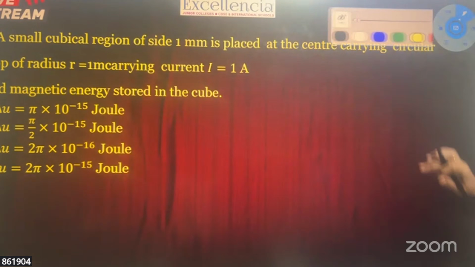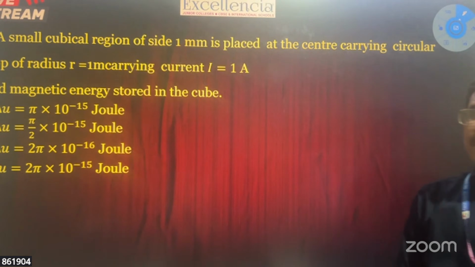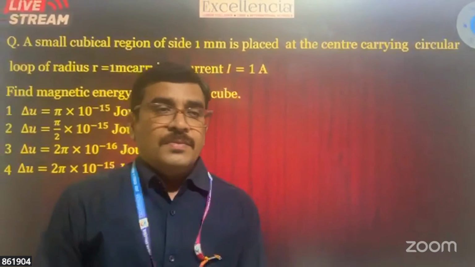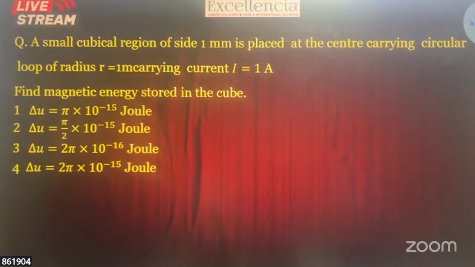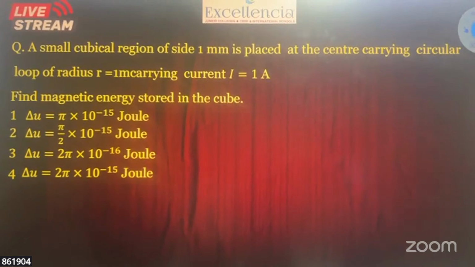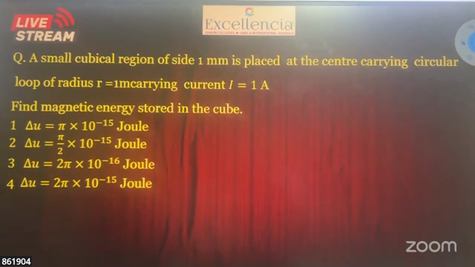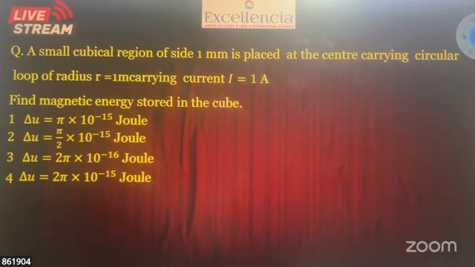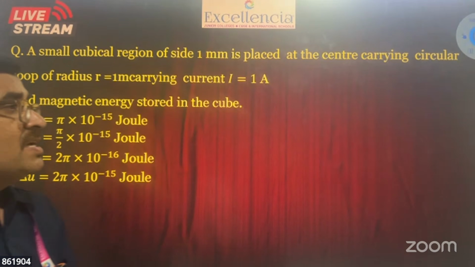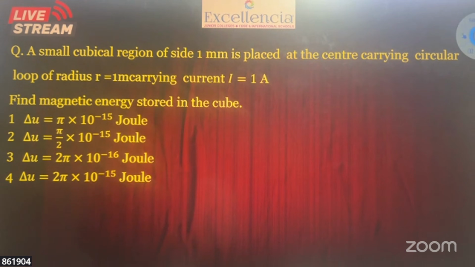And then a question from energy: a cubical region of side 1 mm is placed at the center of a current-carrying circular coil of radius 1 meter, and the current is 1 amp. So you are supposed to calculate the magnetic energy.